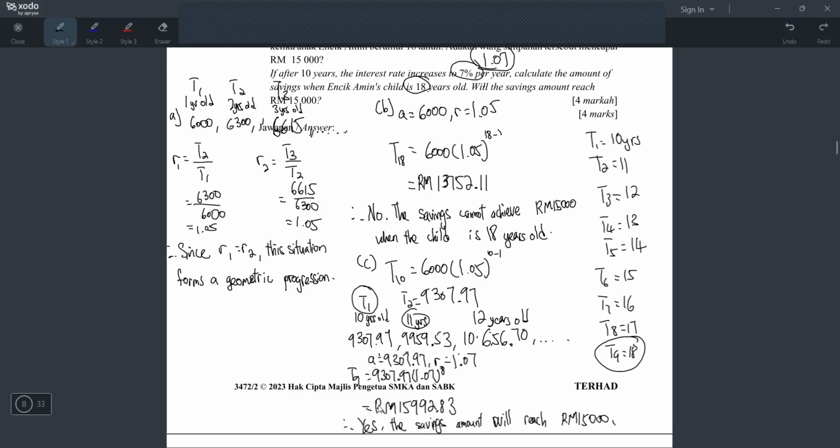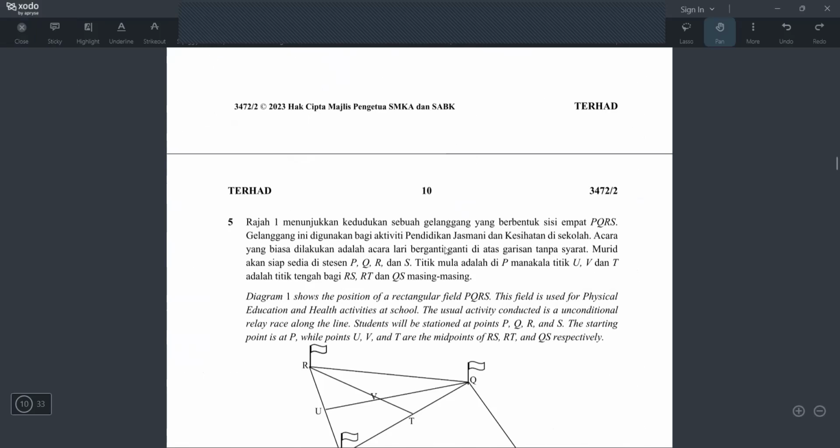I know in the scheme they do T8. The reason why the scheme does T8 is because they make this the first term. But it's the same answer. That's what's important, right? It's the same answer. So this is how I would do this question. Hope you understand. Let's continue.